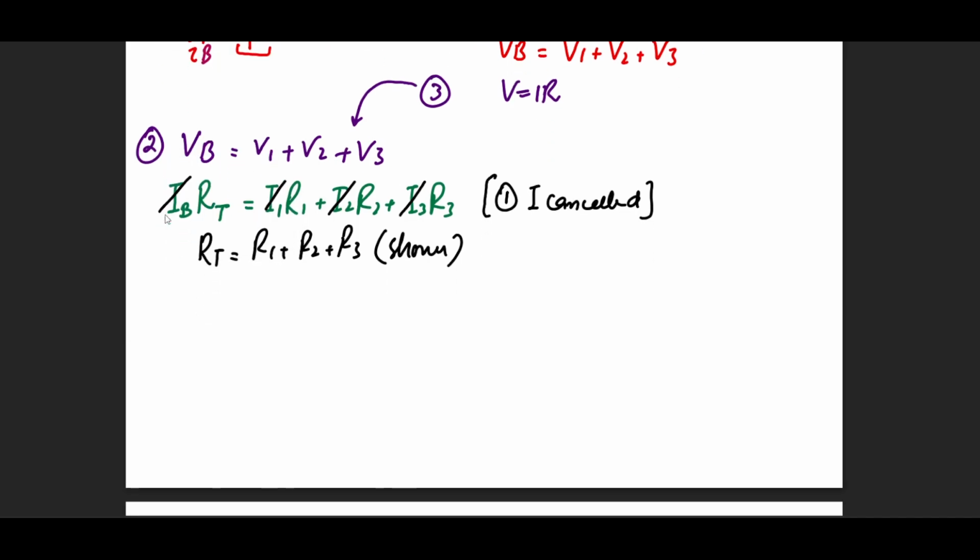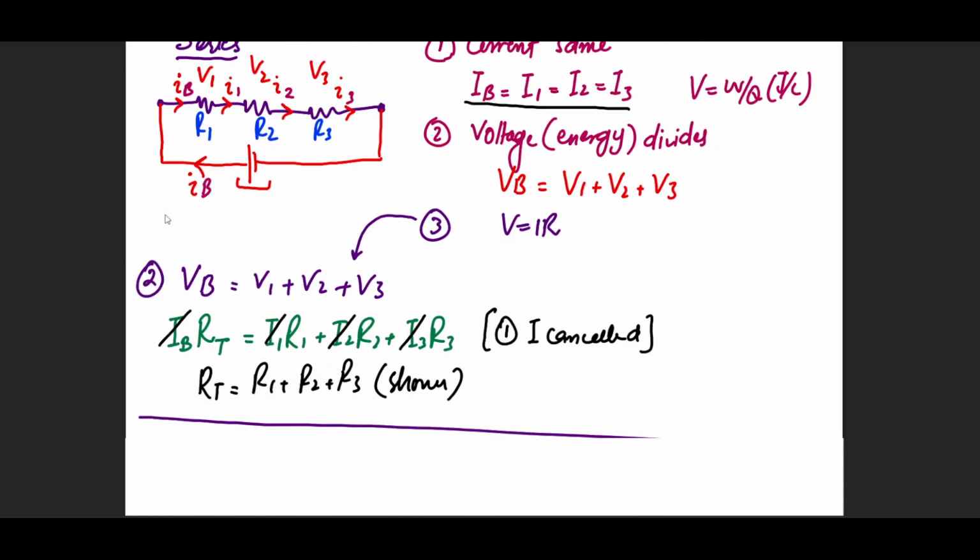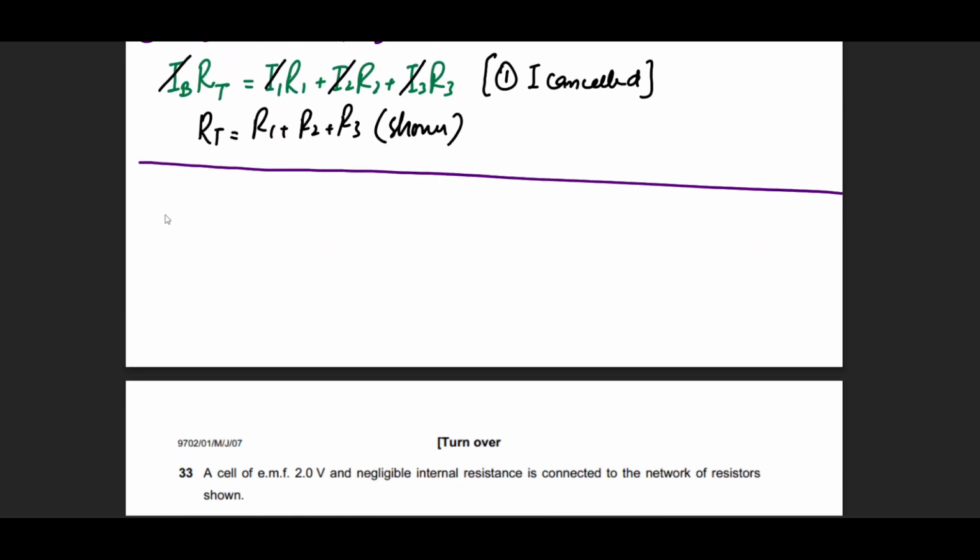Moving on to the second part of the proof, which is the proof for the parallel resistors, right? Now, for parallel resistances, we are going to assume that, for example, this is our circuit. The circuit has a battery, and it has 3 resistors connected like this.